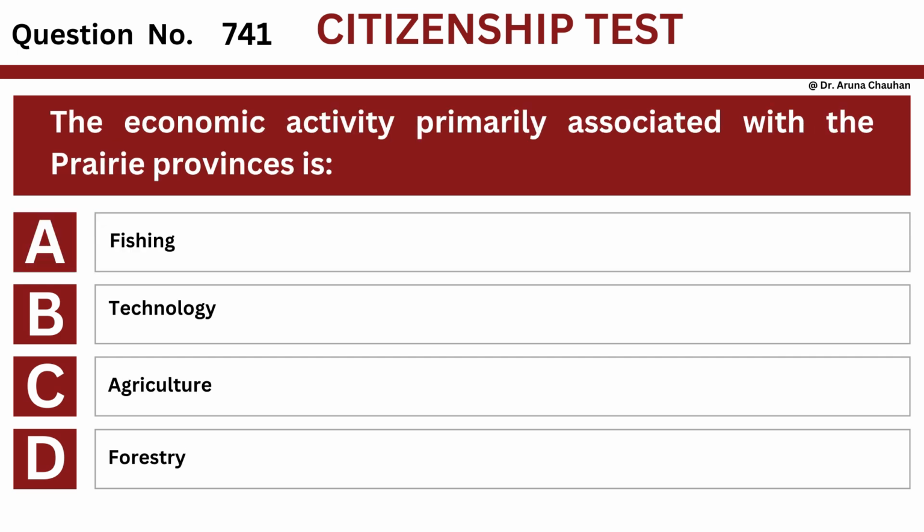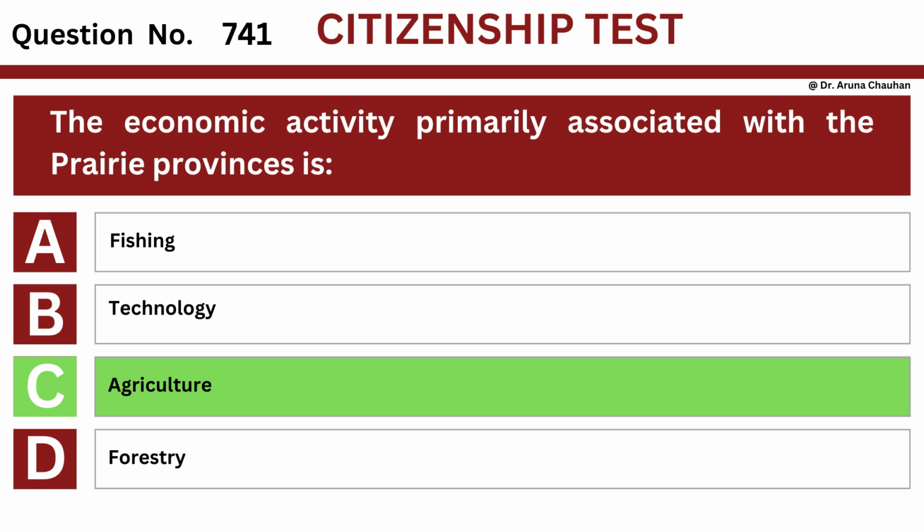Question number 741. Question: The economic activity primarily associated with the Prairie Provinces is Option A: fishing. Option B: technology. Option C: agriculture. Option D: forestry. The answer is option C: agriculture.